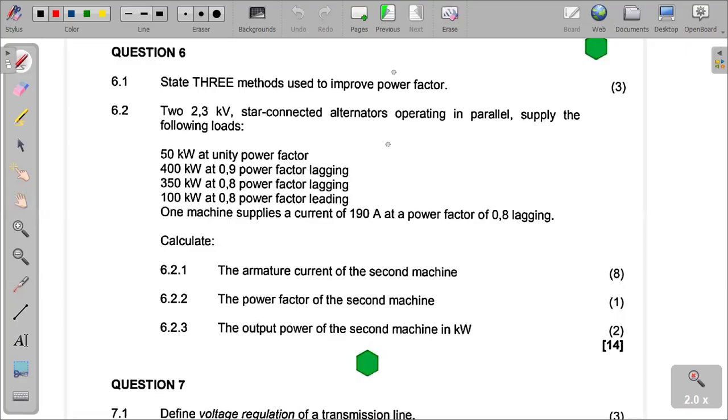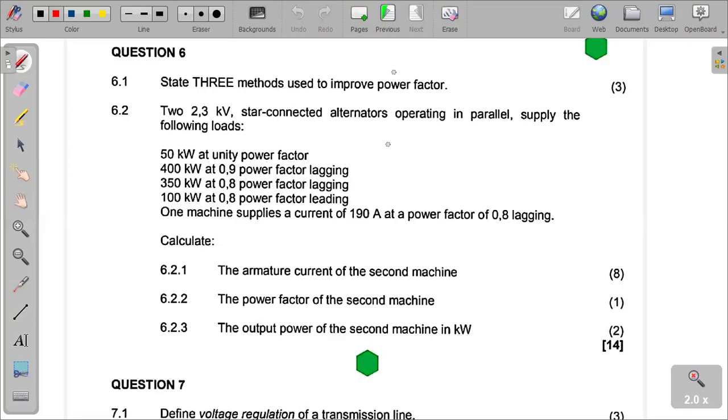So let's go to 6.2. Of course, capacitors, these are just static capacitors, or the capacitor banks that are also used to correct the power factor. And then of course, a synchronous condenser or synchronous motor is run at no load for a certain period of time in the circuit. It will correct the poor power factor.